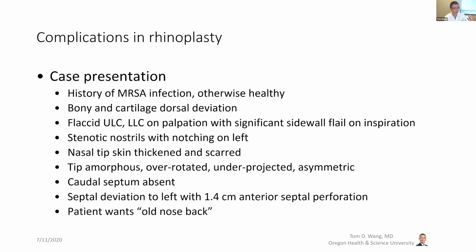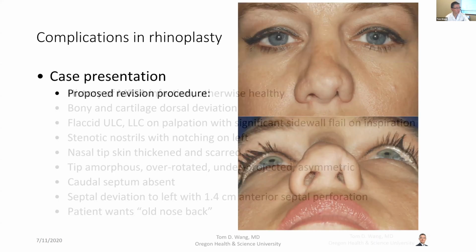Nasal tip skin is just thick and scarred and a blob. The tip was amorphous, over-rotated, under-projected, basically unsupported and asymmetric. She has no caudal septum. She does have septal deviation after all this, and a 1.4 centimeter anterior septal perforation. And of course, the patient wants her old nose back, and she was in tears during the consultation.